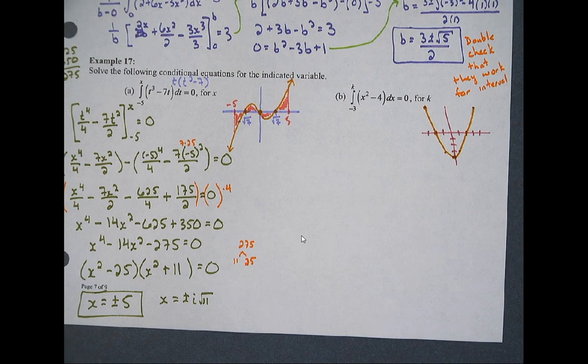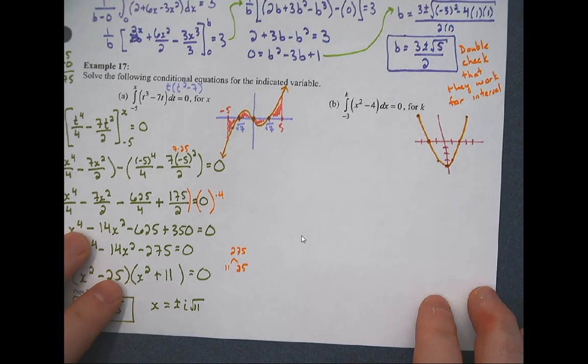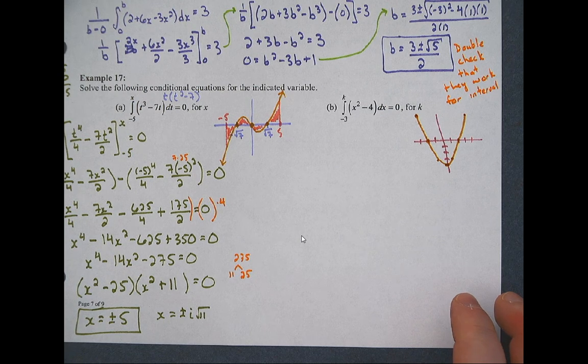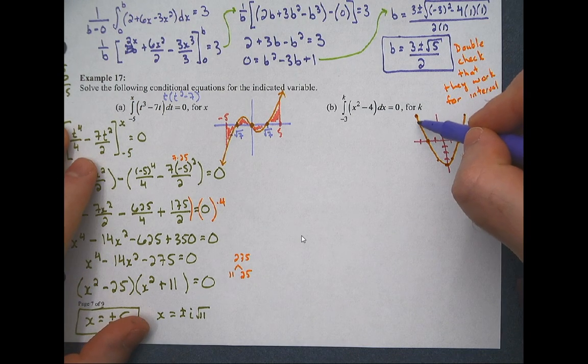So let's try to figure out how many solutions we're going to end up having here. So I'm starting my interval at negative 3.